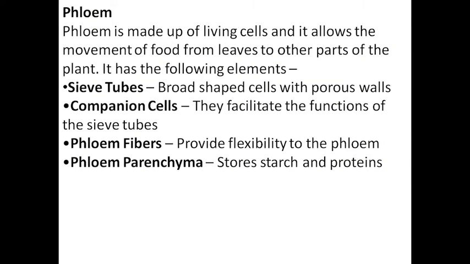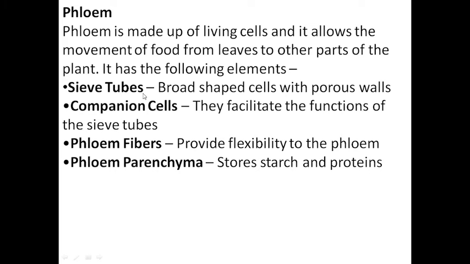Next is phloem. Phloem is made up of living cells and it allows the movement of food from leaves to the other parts of the plant. See, leaves are called the kitchen of the plant, correct? As the leaves perform photosynthesis, they make the food for the plant. So who provides the food from leaves to the other parts of the plant? That is phloem, which has structures like sieve tubes, companion cells, phloem fibers and phloem parenchyma.